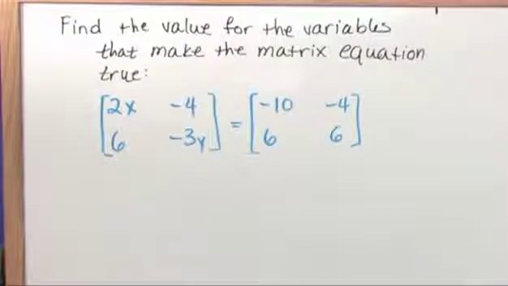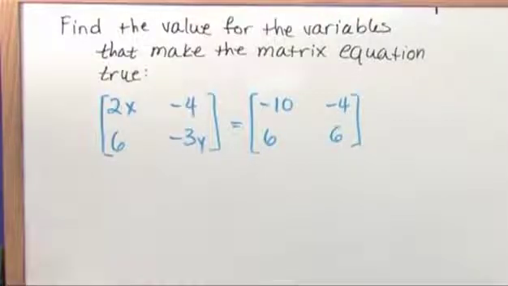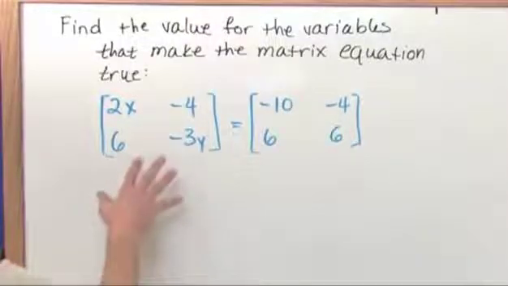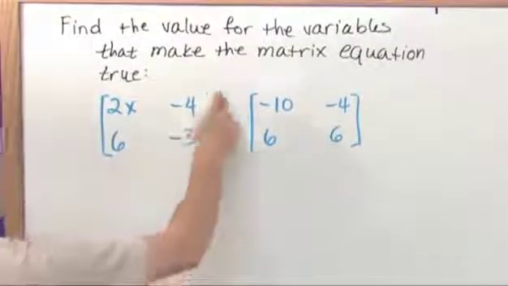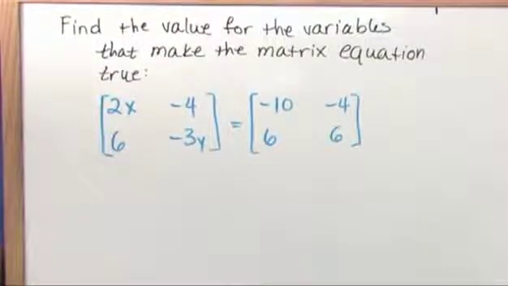But in this kind of problem, usually they're trying to throw you for a loop a little bit and make you think about what this means. Remember the fundamental thing about matrices. If they're equal, the only way they can be equal to each other is if they have the same size and shape, which they do: 2 rows, 2 columns. 2 rows, 2 columns. So they have the same number of rows and columns. And every single element must be the same as the corresponding element.